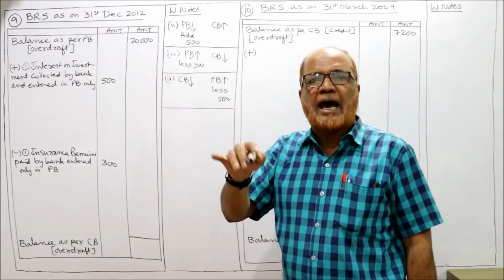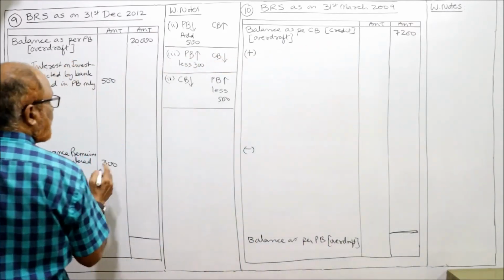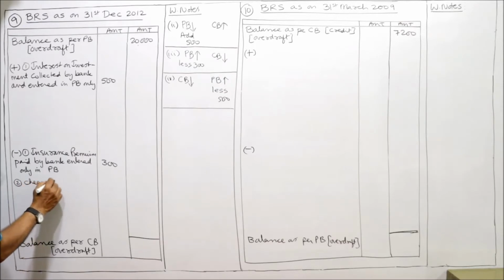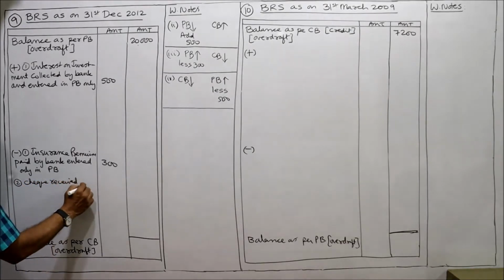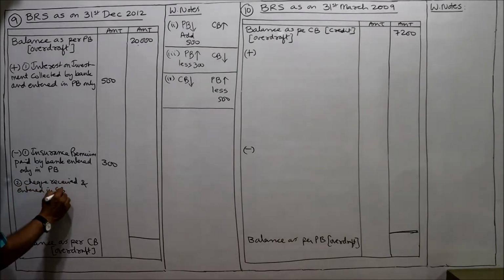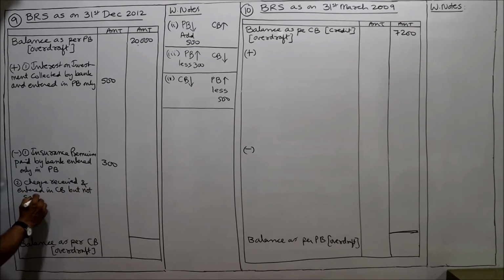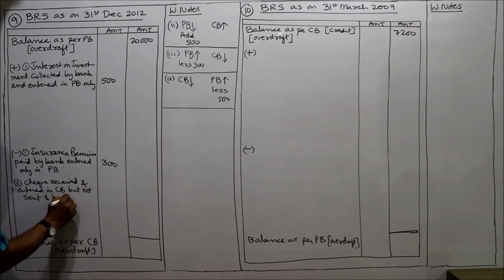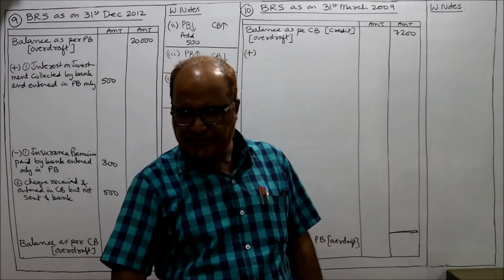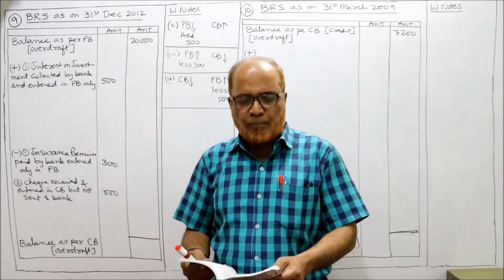So under less items we write 500. Checks received and entered in cash book but not deposited in bank. In deduct items, check received and entered in cash book but not sent to bank for collection, 500 rupees. That's all. Now we have completed the fourth item. Now the last and final point, the fifth point.